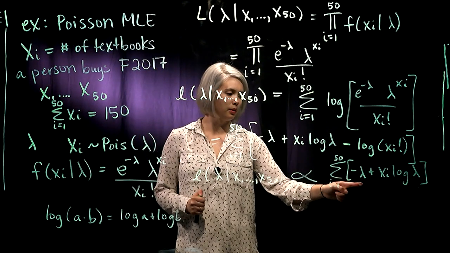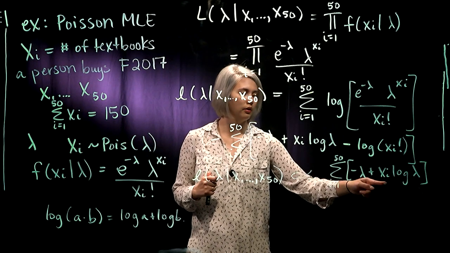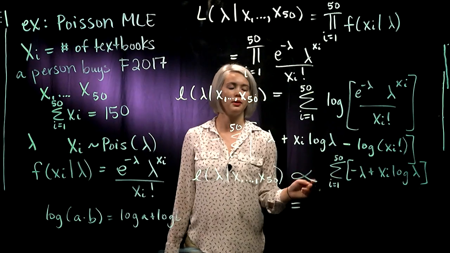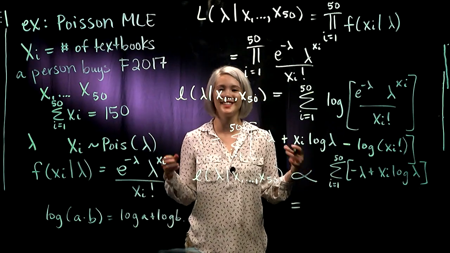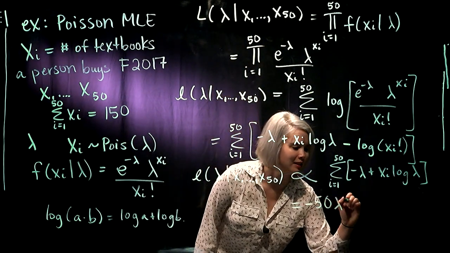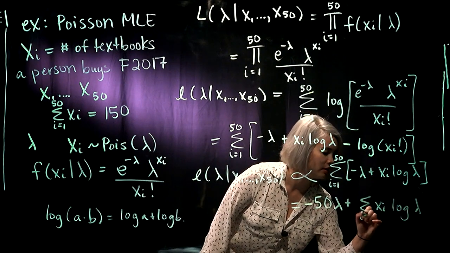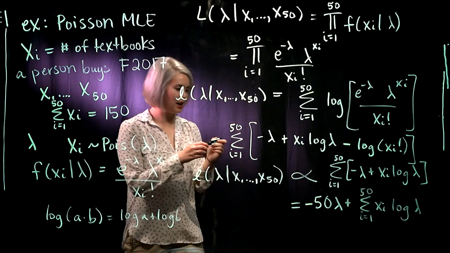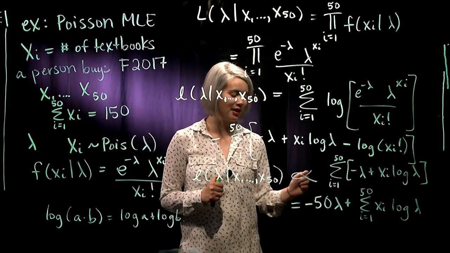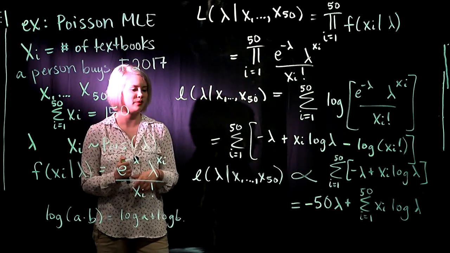So we can see that we're adding up this constant 50 times. And then we have the sum of the xi's times log lambda. So we can go ahead and write it that way. So if we're adding up lambda 50 times, that's multiplication. We have 50 times lambda. All right, and then we had the sum of that second piece. So we have the sum of the xi's times log lambda. Okay, so this is our log likelihood.